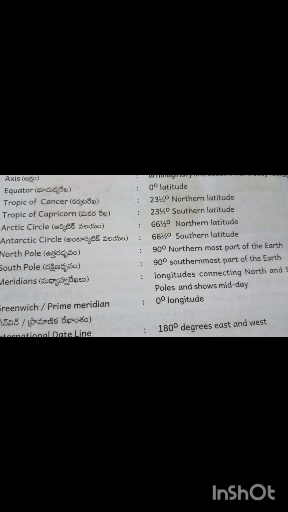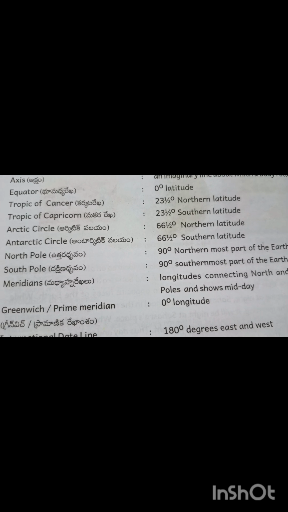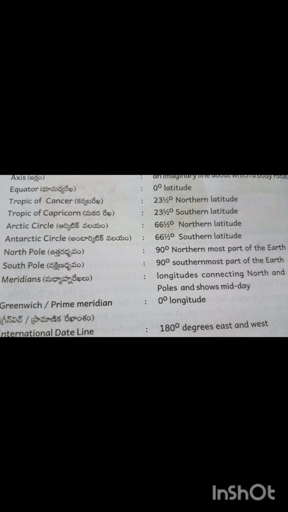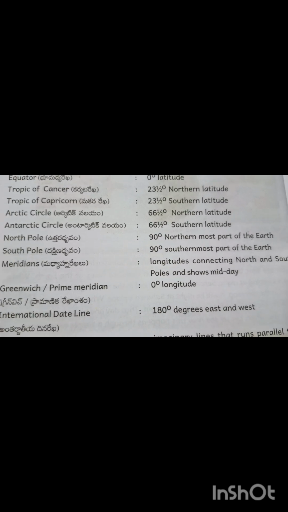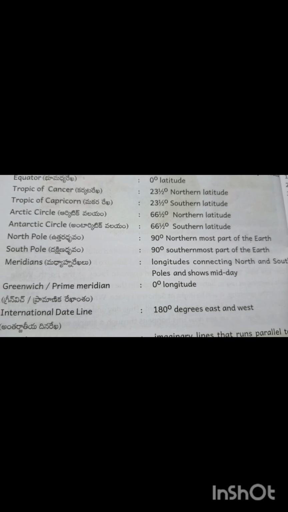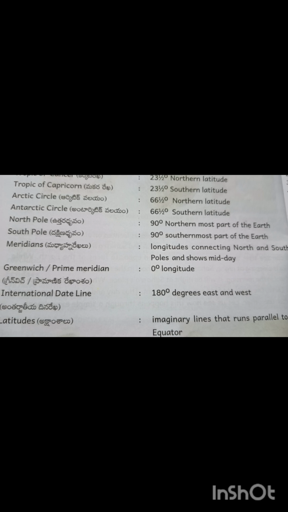Arctic Circle, Arctic Valayamu, 66 1/2 degrees northern latitude. Antarctic Circle, Antarctic Valayam, 66.5 degrees southern latitude. North Pole, 90 degrees, the northernmost part of the earth. South Pole, Dakshina Dhruvam, 90 degrees, the southernmost part of the earth.